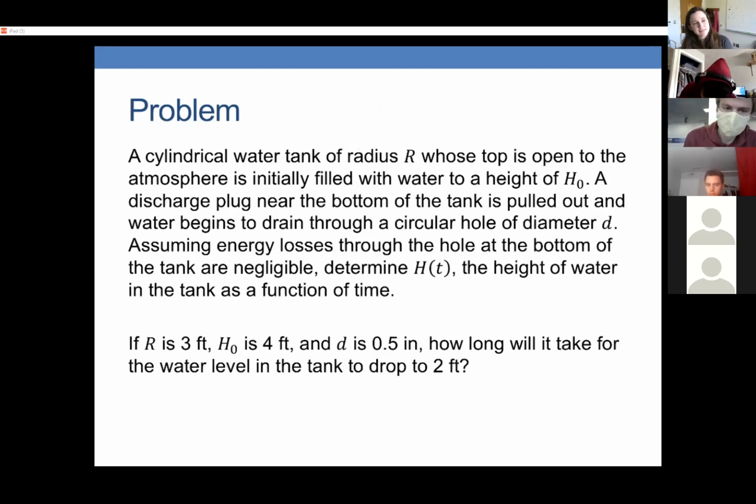So we start with a cylindrical water tank of radius r, whose top is open to the atmosphere. It's filled with water to a height h0. A plug is pulled on the bottom, so the water begins to drain out through a hole. Let's assume energy losses through the hole are negligible. And we want h(t), so that is the height of the water in the tank as a function of time. And then I give you some conditions and say, given that, how long will it take for the water to drop to 2 feet?